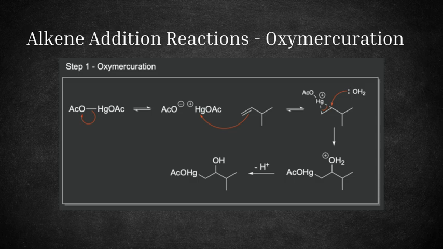The resulting oxonium ion, formed by the addition of water, is then deprotonated by another water molecule in the solution, yielding the product with a hydroxyl group attached to the more substituted carbon, Markovnikov regiochemistry, and the mercurial group attached to the less substituted carbon. This completes the first step of the reaction, setting up the product for the demercuration step that follows.